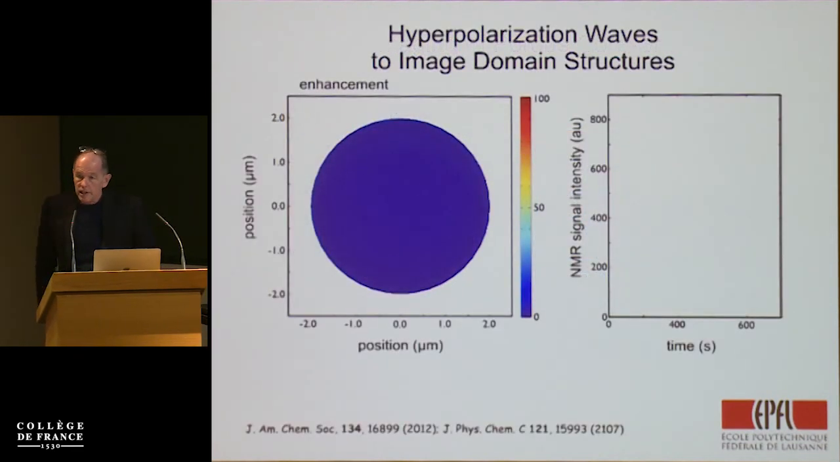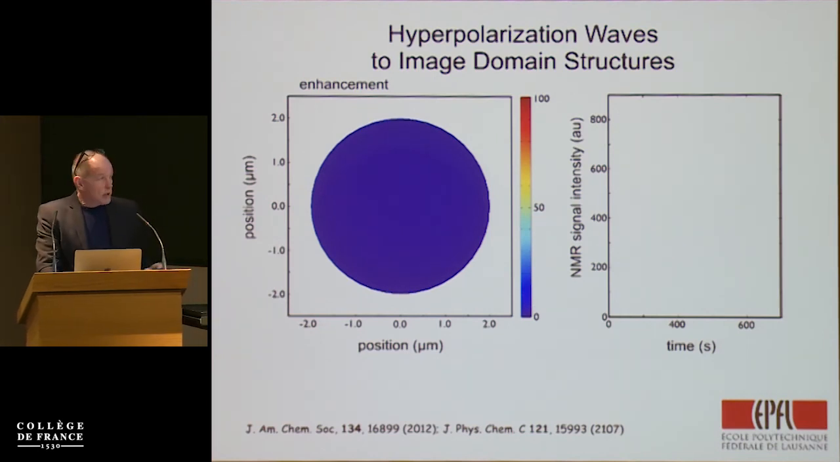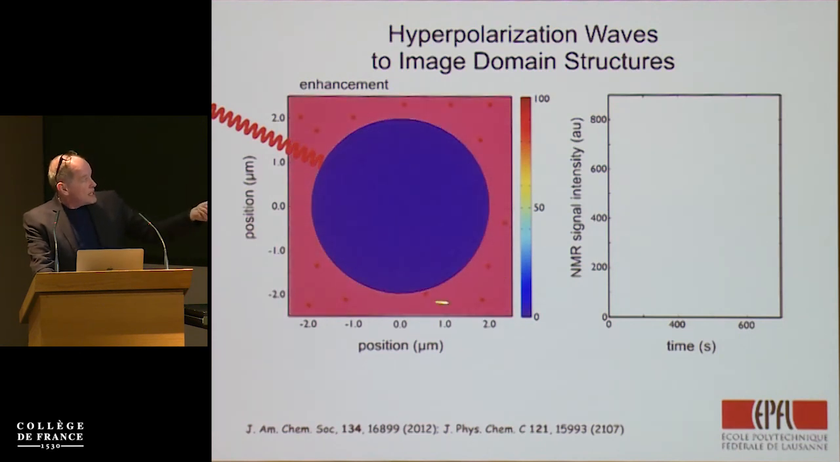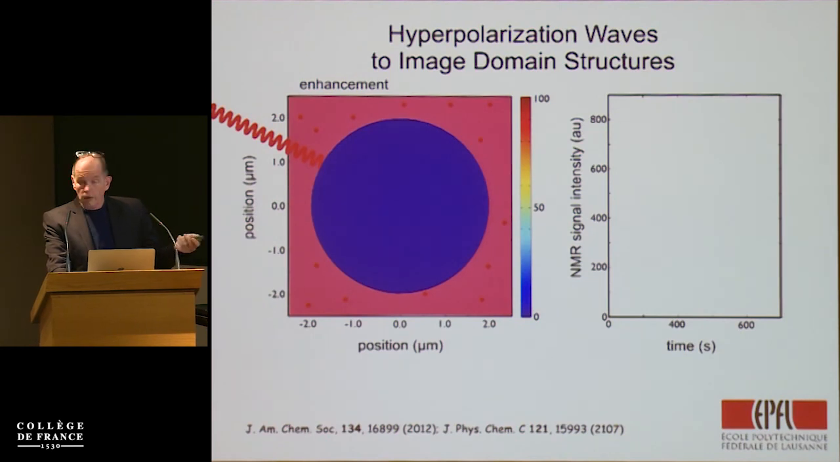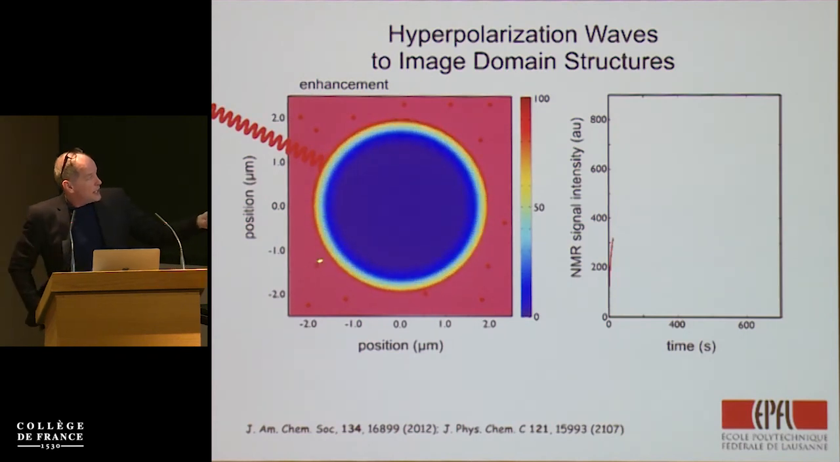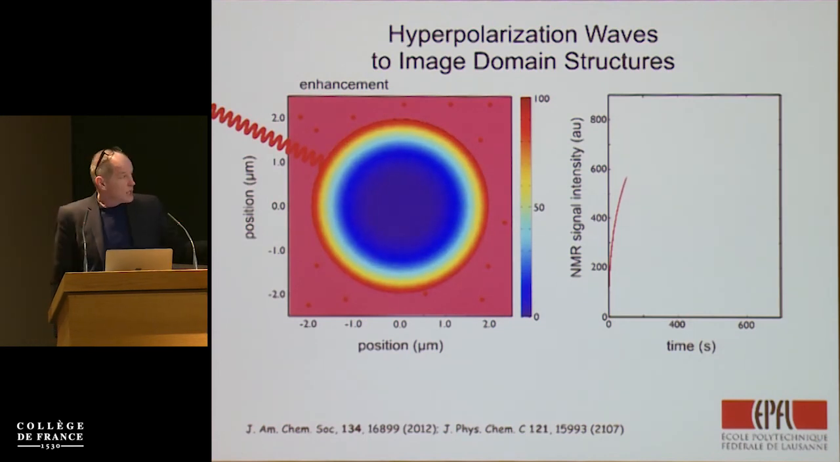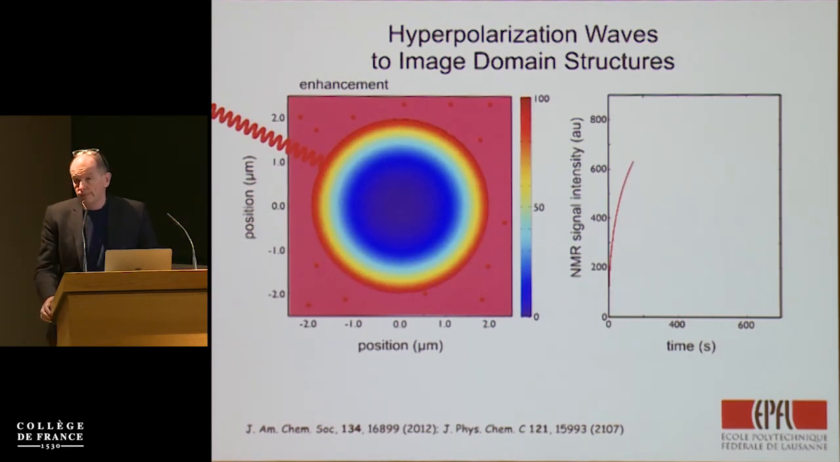Okay, and actually if you think about it, what we can do is the following. This is our particle. We wet it with our polarizing agent. We irradiate with microwaves. What happens? Well, first of all, the polarizing agent gets highly polarized. That's what we've been doing so far. And the surface becomes highly polarized. But then if we wait, if this contains protons, the polarization will actually propagate into the particle. And the signal will build up as a function of time.